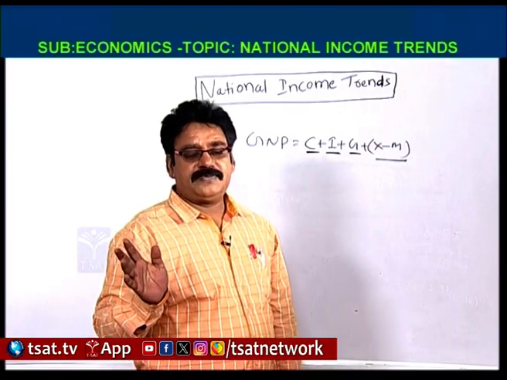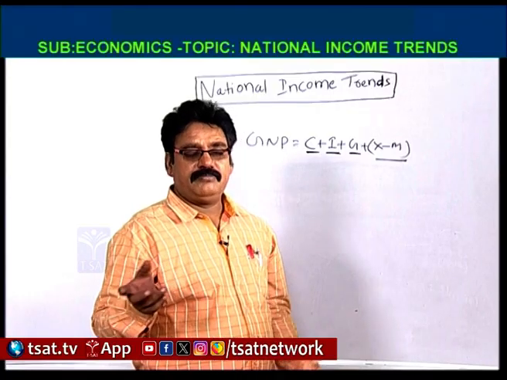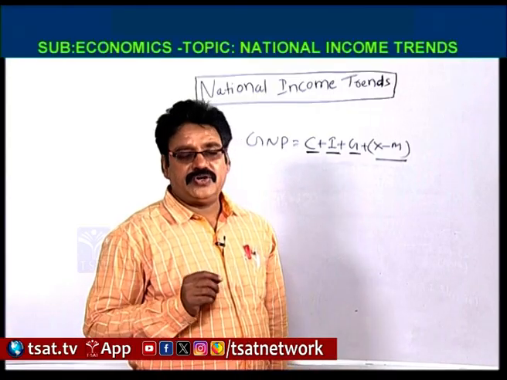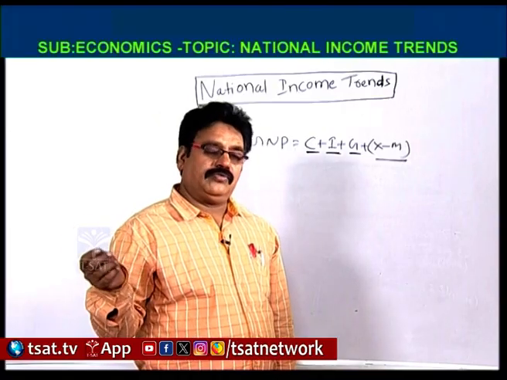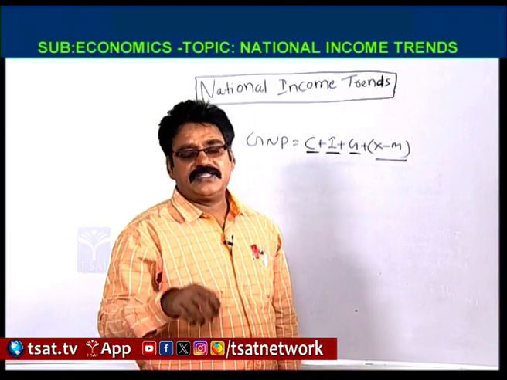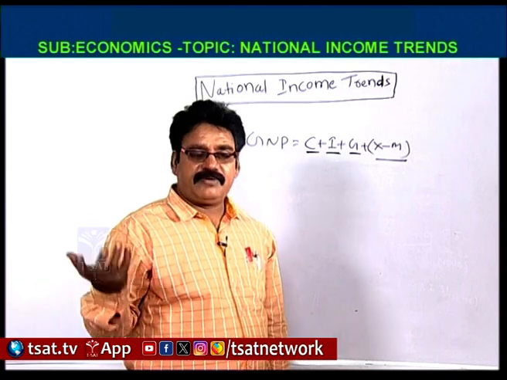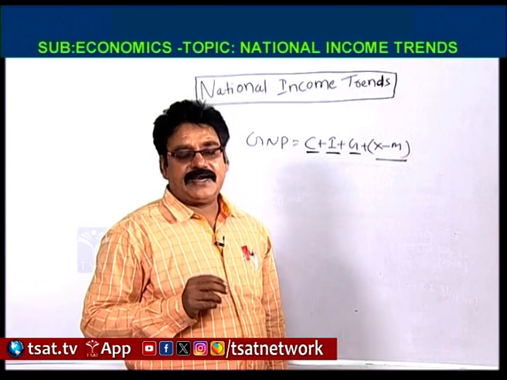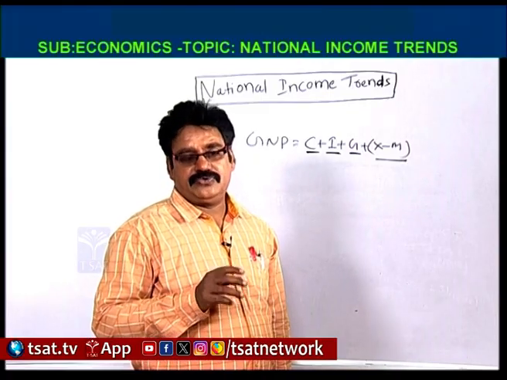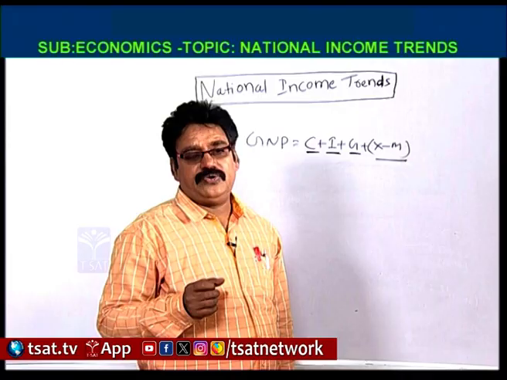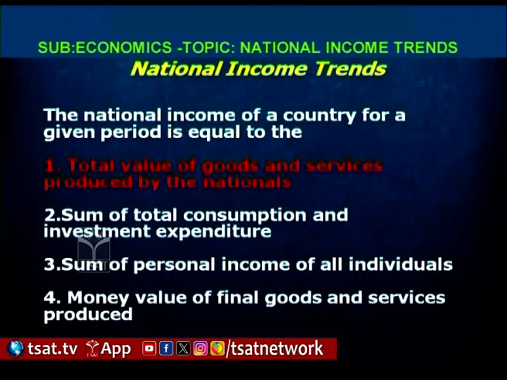The sum of total expenditure or consumption, by adding these two we won't get the national income. And the personal income of individuals, they may not be participating in production at all, for example some persons get income in the form of pensions. We can't add that to national income. Money value of final goods and services, we won't take the money value, we will take the real value. In this way, the appropriate answer is total value of goods and services produced by the nationals.